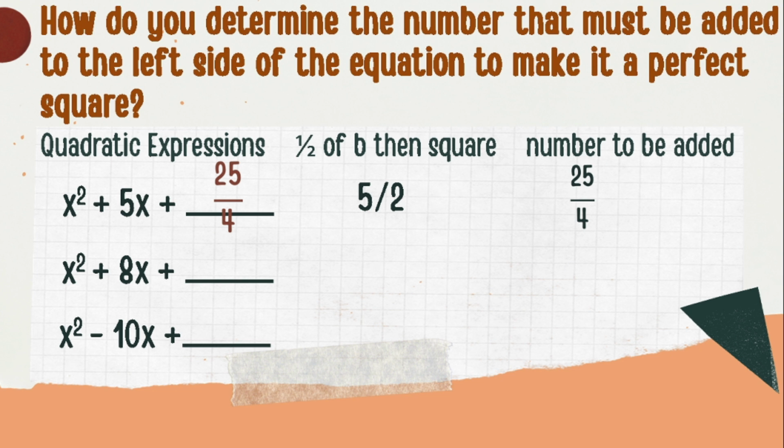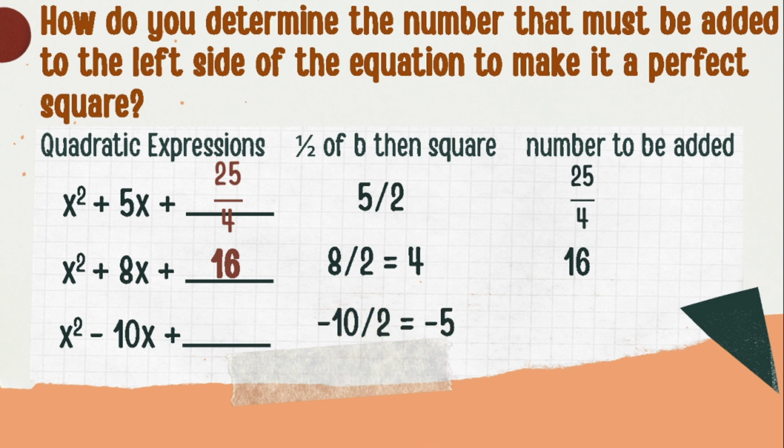Next, x squared plus 8x plus blank. The value of b is 8. Get the half of it, and that's 4. Then square it, resulting to positive 16. Therefore, x squared plus 8x plus 16 is a perfect square trinomial. Lastly, x squared minus 10x plus blank. The half of negative 10 is negative 5. The square of negative 5 is positive 25. So therefore, x squared minus 10x plus 25 is a perfect square trinomial.